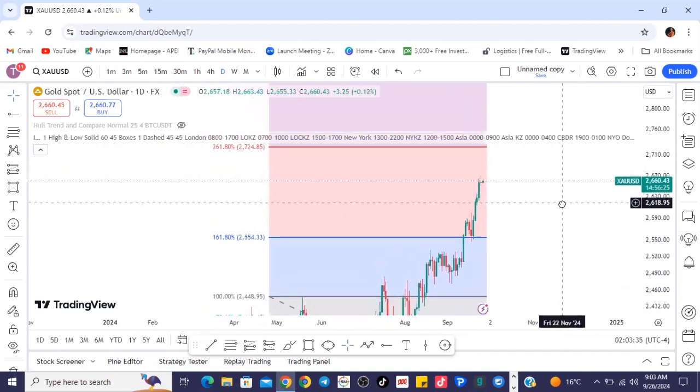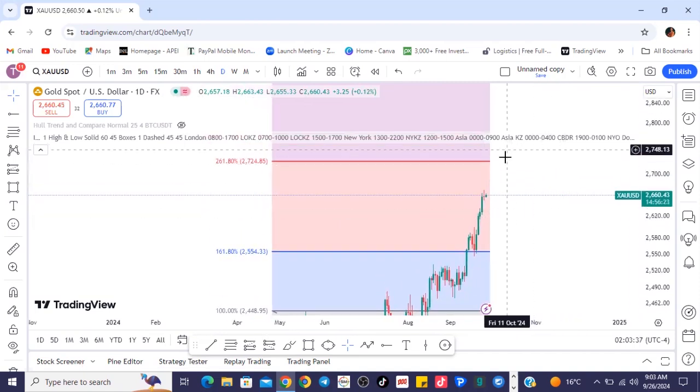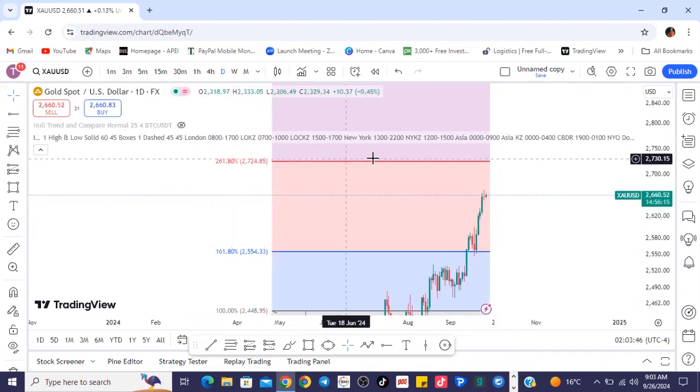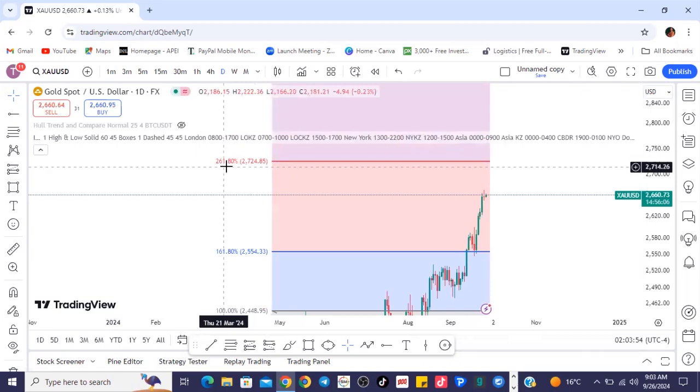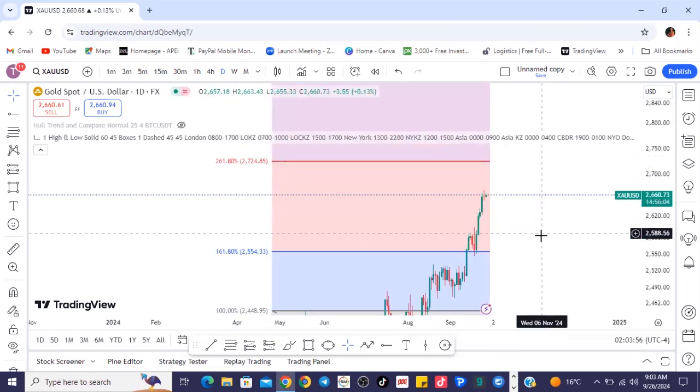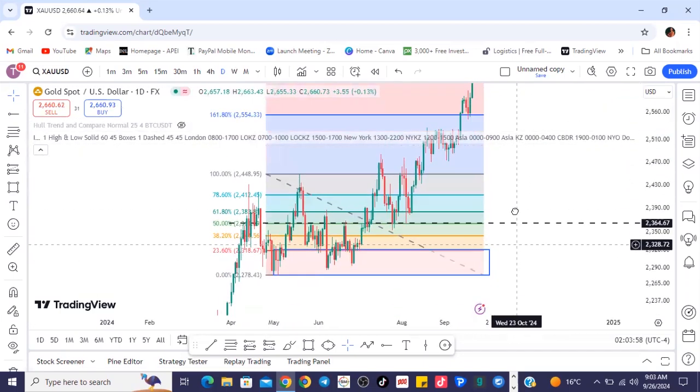So here we are anticipating this price to come to around 21.660. That is around 27.24. If the price is gonna be bullish, you anticipate the price to come to around 27.24. So that is the next extension level that we have, 261.80%.